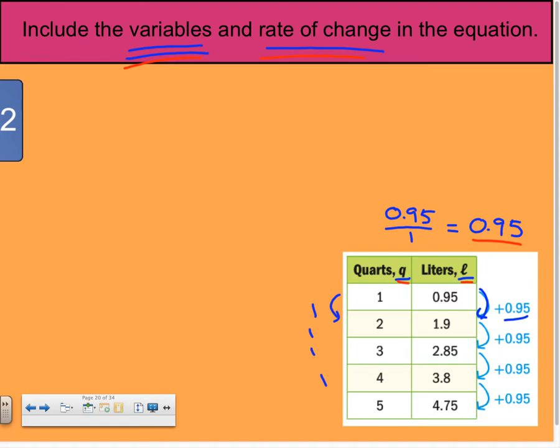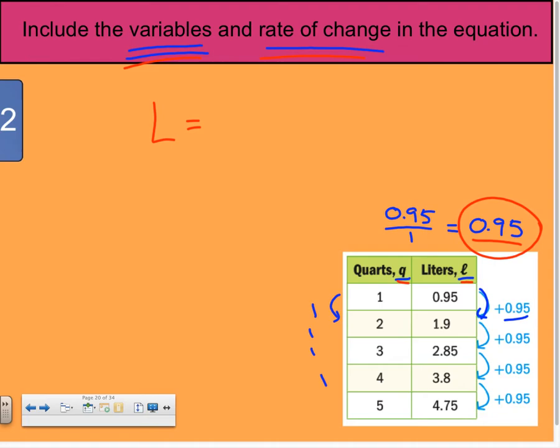Well, if we look at the problem they're asking us in example 1 on page 268, it says, write an equation to find the number of liters in any number of quarts. All right, so we want to know liters. I'm trying to find out liters, and how do I find that using quarts? Well, if we go by the rate that we've already discovered, 0.95, I know that if I take any of the quarts and I multiply by 0.95, I'll get the liters.